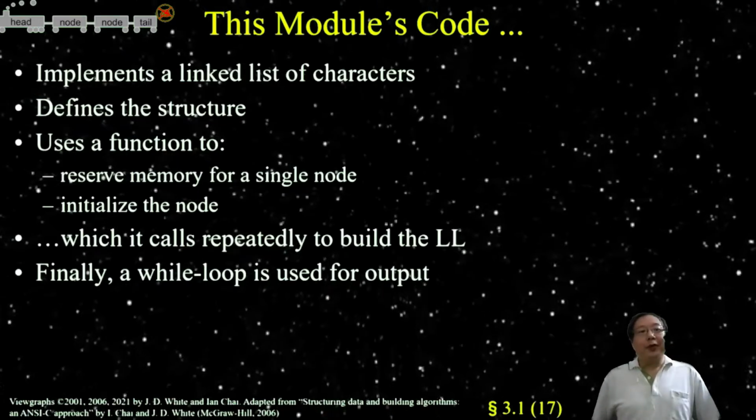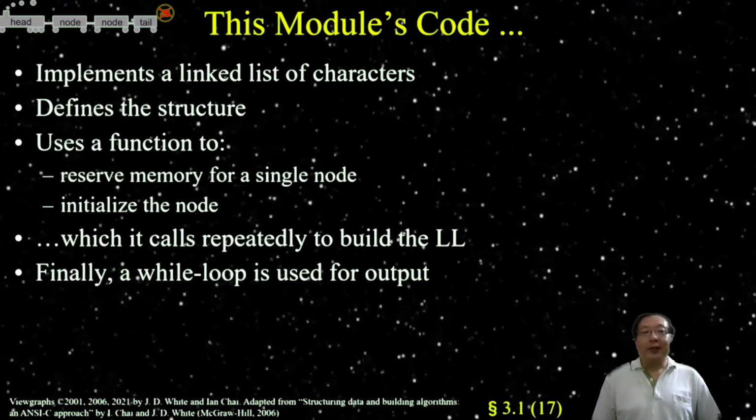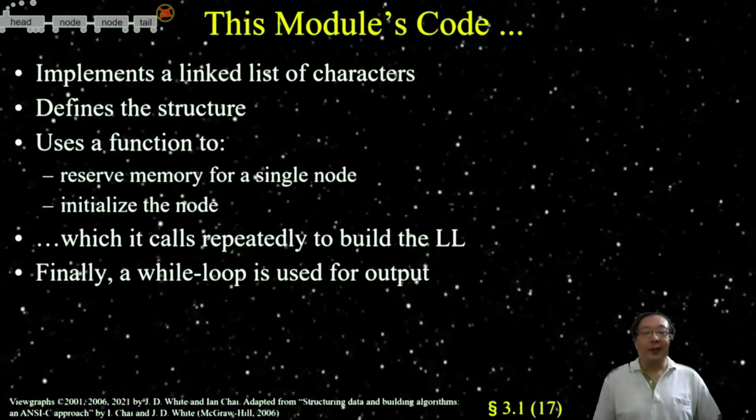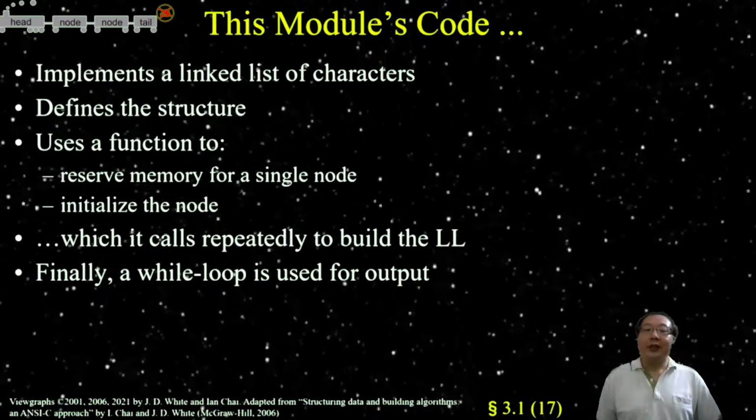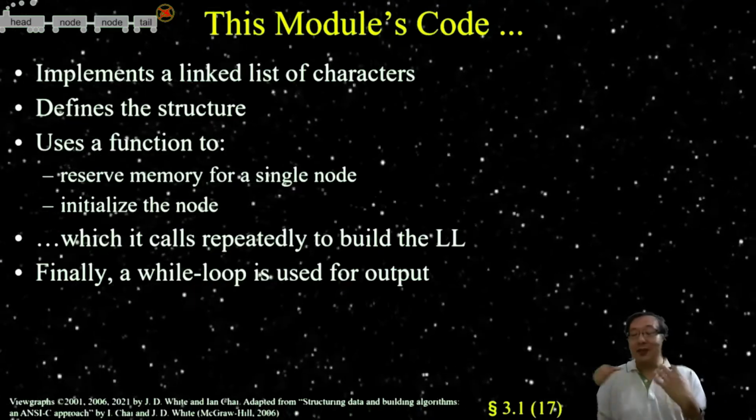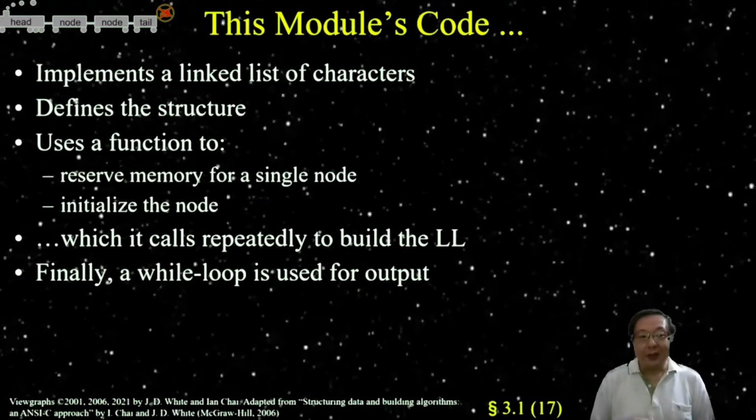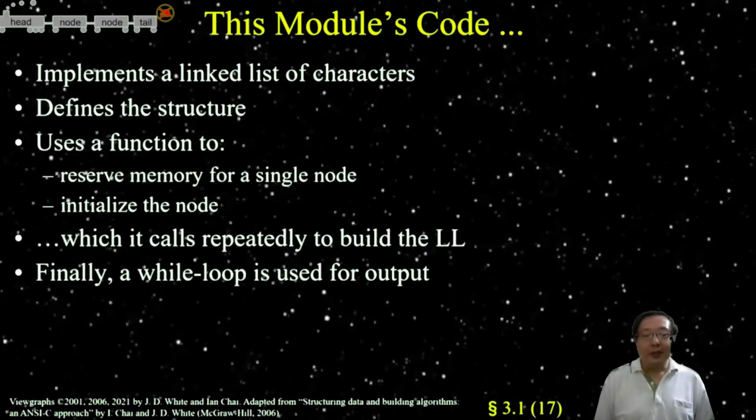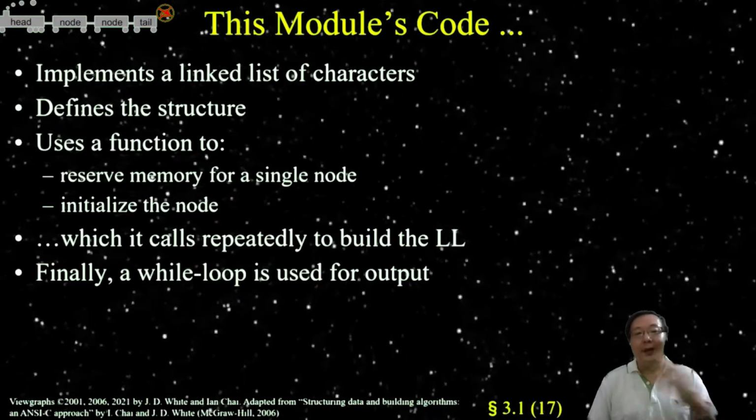Okay, so this module's code is going to implement a linked list of characters, and so you need to define the structure of the record that you're going to make, and you use a function to reserve memory for a single node, and then initialize the data in that node, which in this particular case is just one character. But if you want to do more than one character, it's just a simple matter of adding more variables inside the record definition for that node. So then you repeatedly call this function to build the linked list. And finally, we'll use a while loop to print out everything in the linked list.